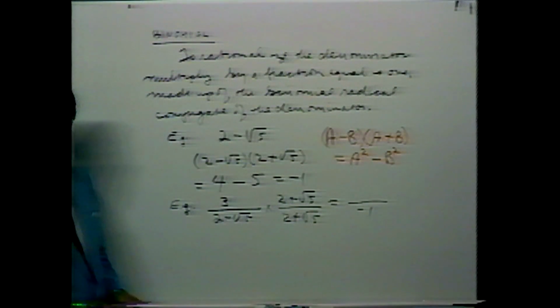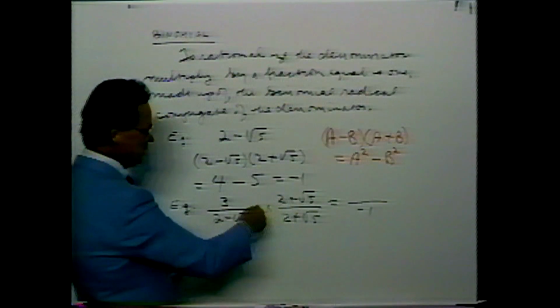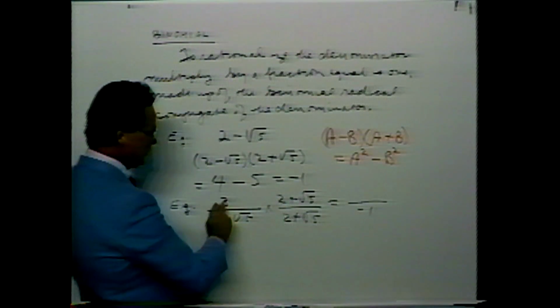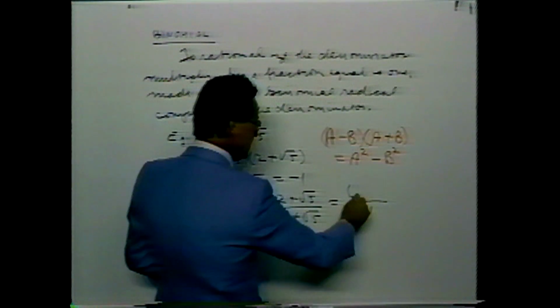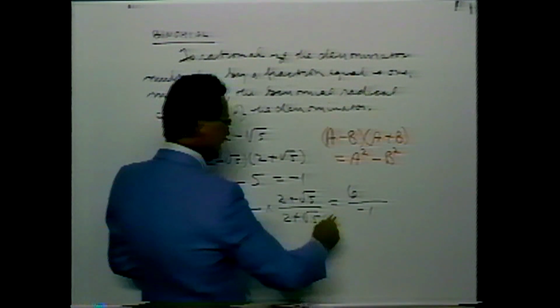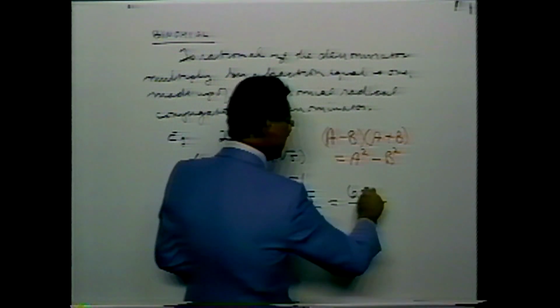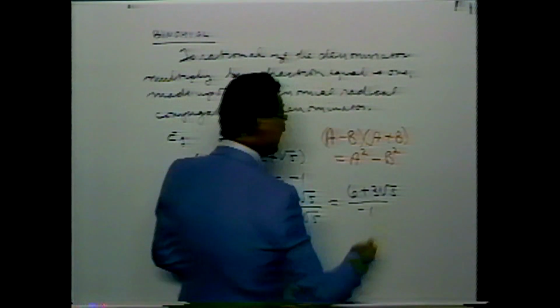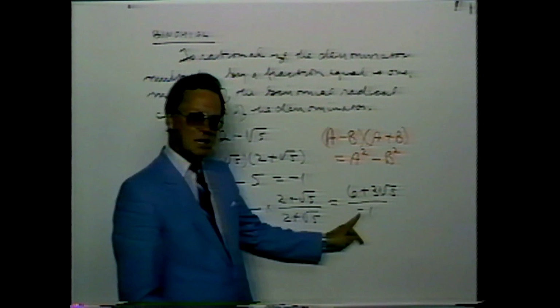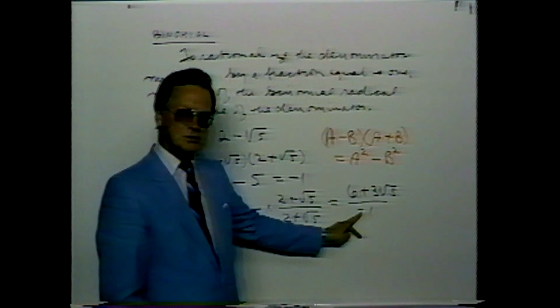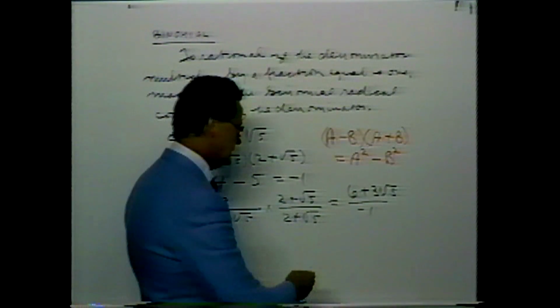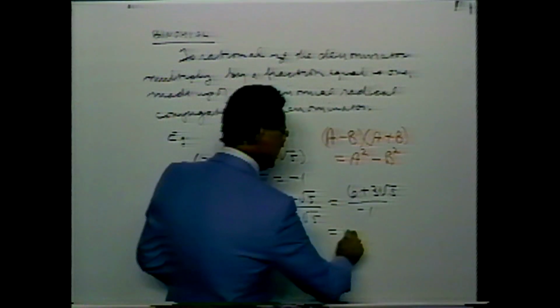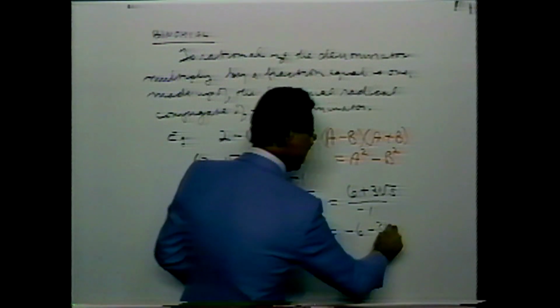It's radical free now. But the top part has to be expanded. 3 multiplied by 2 is 6. 3 multiplied by plus root 5 is plus 3 root 5. We don't want negative signs in the denominators, and so we will divide this out and give as a final answer minus 6 minus 3 root 5.